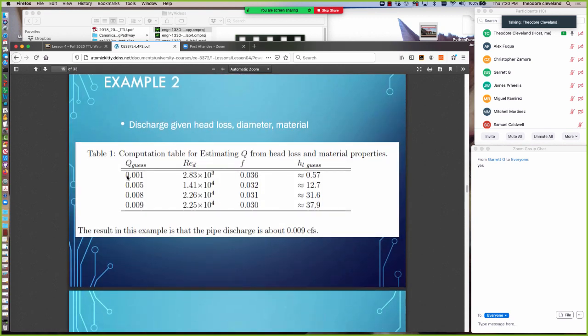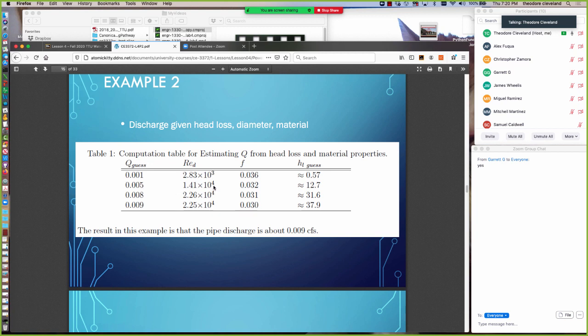So here's an example. We'll make a first guess of 0.001 cubic feet per second. Then we would compute a Reynolds number because we know the diameter. We know the roughness ratio, so we can look up a friction factor with this Reynolds number and that roughness ratio. We get a friction factor of 0.036 for a computed head loss of 0.57, which is quite a bit below the 40 feet. So we increase our guess to, in this case, 0.005 cubic feet per second.